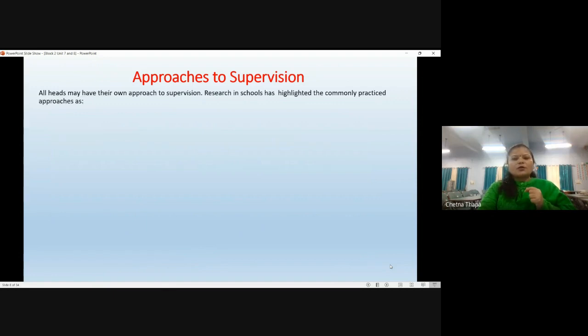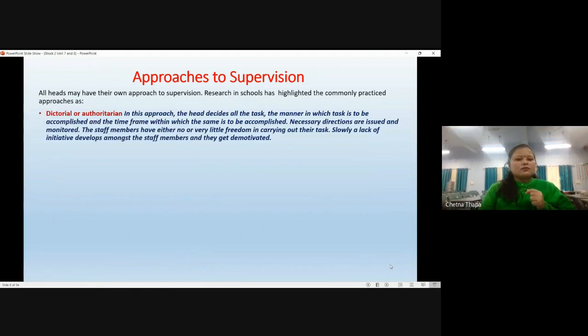So basically, now we talk. Every head has its own approach to supervision, but some commonly practiced approaches are being discussed in this slide. The first one is the dictatorial and authoritarian. As the name suggests, in this approach, it's the head who decides all the tasks, the manner in which the task is to be accomplished, the time frame within which this task is to be completed, and the necessary directions are issued and monitored by the head itself.